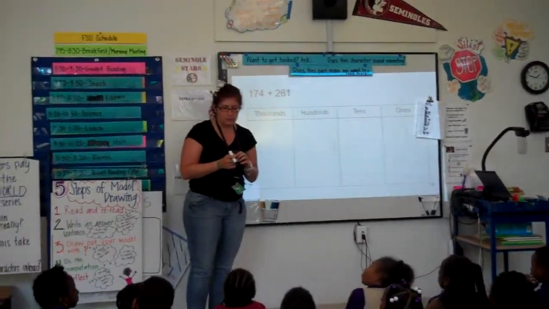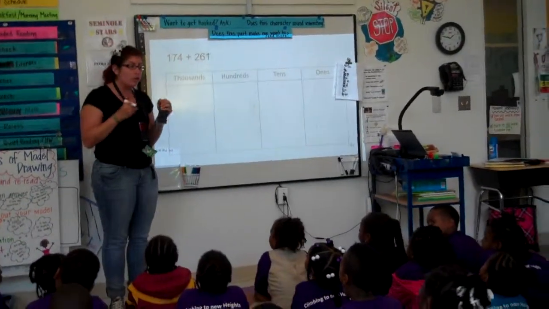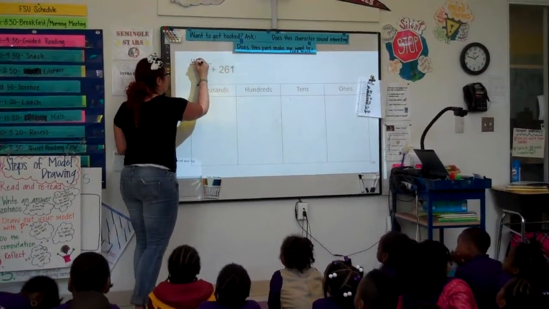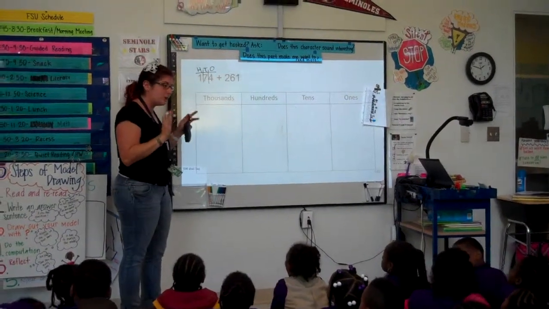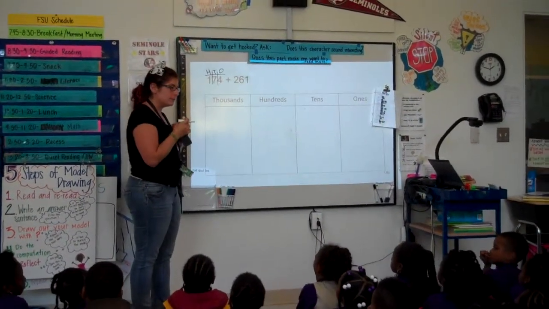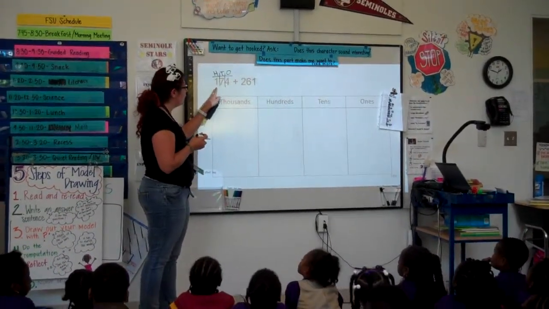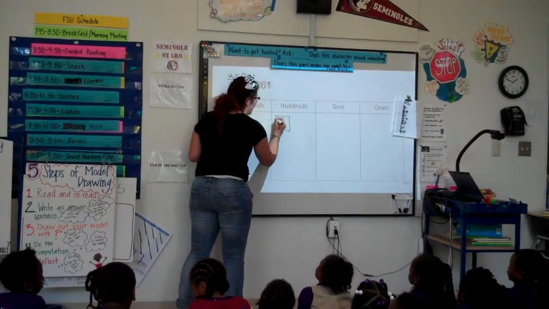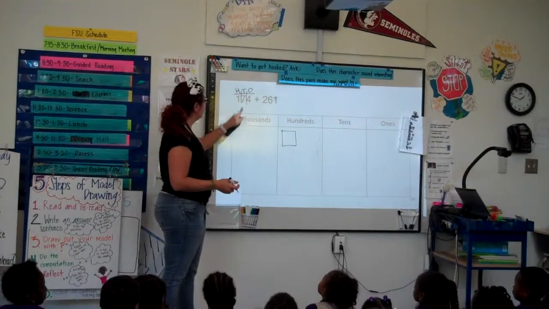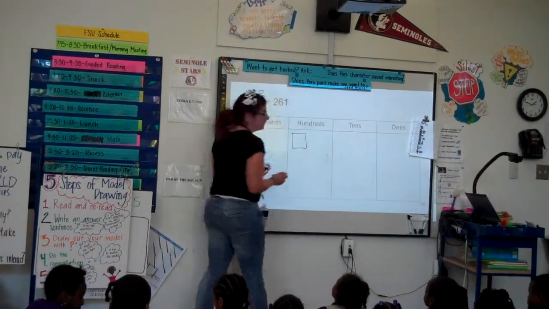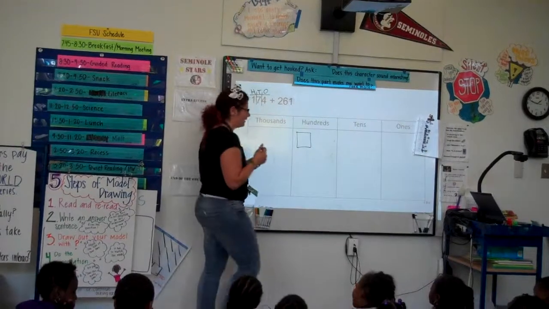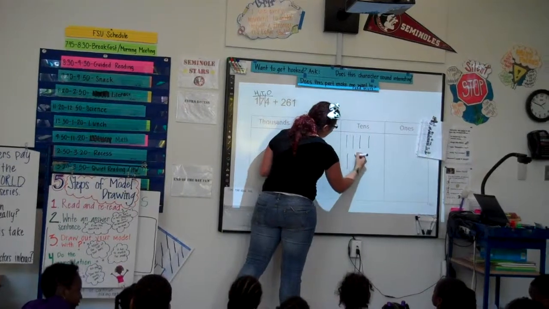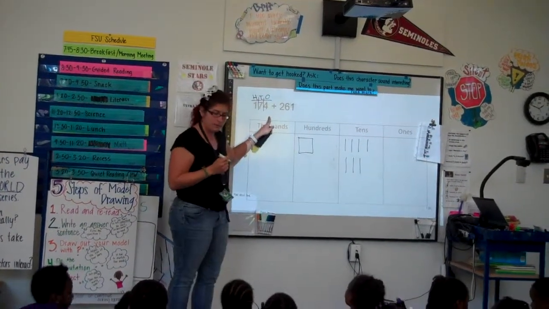Okay. So, just in case you're confused, I can draw my place value chart. There we go. Just in case I want to be certain. I see 174 plus 261. 100, just a box, just a square. How many 100s? 1. How many 10s? 7. 1, 2, 3, 4, 5, 6, 7. And how many ones? 4!